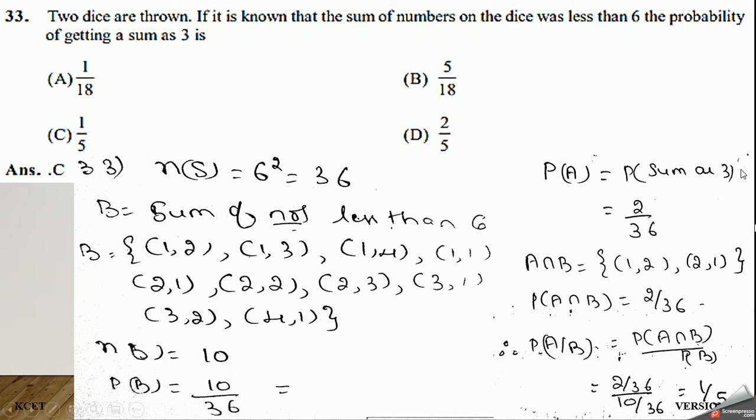Next, the sum as 3. For the sum as 3, we have only two possibilities, either it is 1 comma 2 or it is 2 comma 1. So 2 by 36. A intersection B is 1 comma 2 and 2 comma 1. So probability of A intersection B is 2 by 36, that is sum should be 3 and it should be less than 6. So P of A by B is P of A intersection B by P of B, 2 by 36 by 10 by 36, which is 1 by 5.